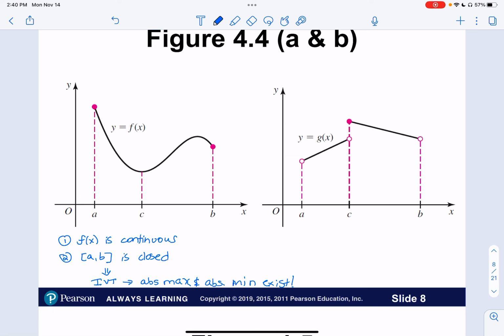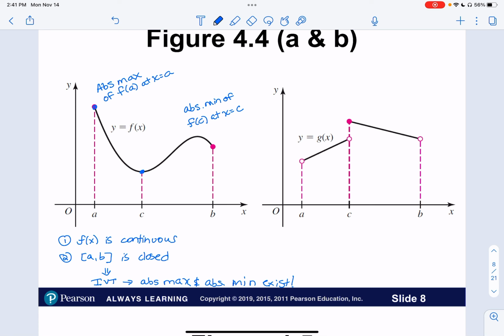If I take a look at this particular one, what I see is my absolute max is right here. So I have an absolute max of f of a at x equals a. And then I have an absolute min right here, right? So I have an absolute min of f of c at x equals c. All right?